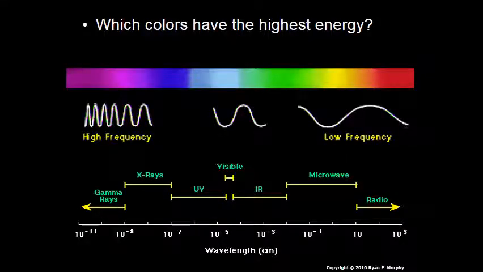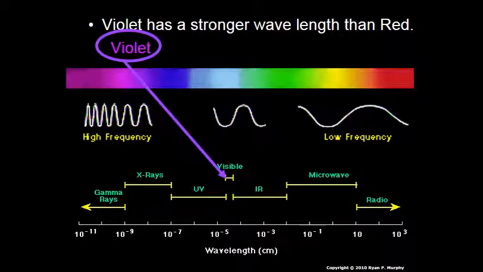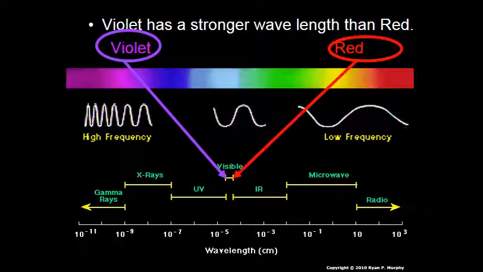So which colors have the highest energy? Do you remember? Well, it's the guys with the short waves over here, right? Short waves have higher energy. So that means blue and violet, those guys are really the more high power side of things.